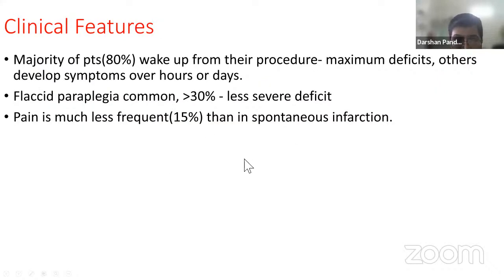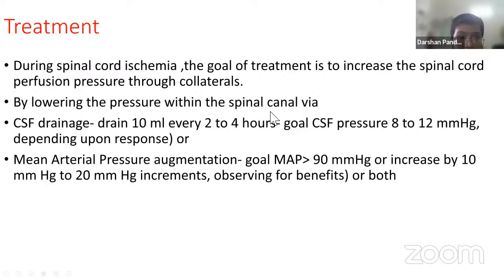In the majority of patients, 80%, they wake up from the procedure with maximum deficits, and others develop symptoms over hours or days. Flaccid paraplegia is quite common. In more than 30%, there is a less severe deficit. But characteristically, pain is much less frequent than in spontaneous. In spontaneous, pain is quite prominent, and pain is quite less in periprocedural. Treatment-wise, during spinal cord ischemia, the goal is to increase the spinal cord perfusion pressure through collaterals. It can be done in two ways: by lowering the pressure within the spinal canal via CSF drainage, or increasing the MAP, or both.